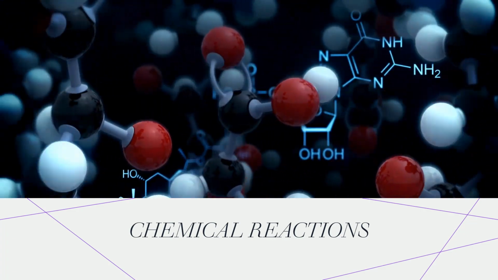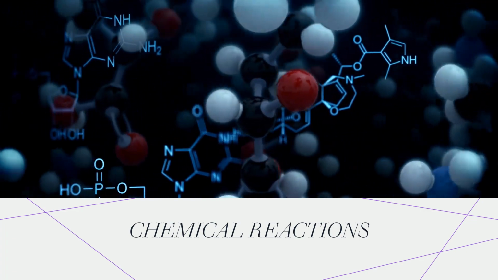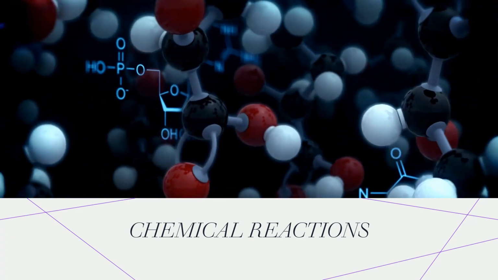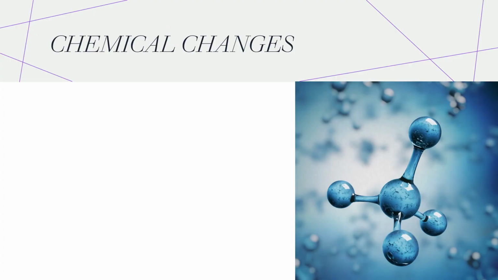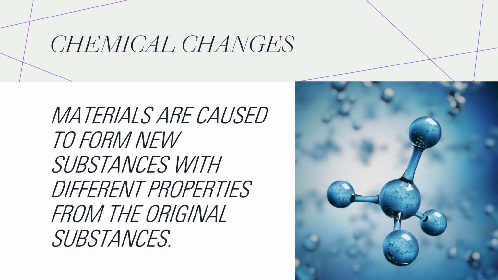There are many ways for matter to change. In this lesson, we are focusing on defining and using chemical changes to physical matter. Chemical changes are different from physical changes to matter because materials are caused to form new substances with different properties from the original substances. Let's look at an example.